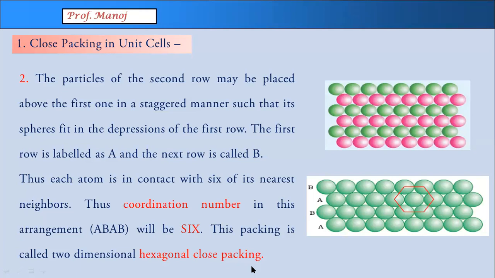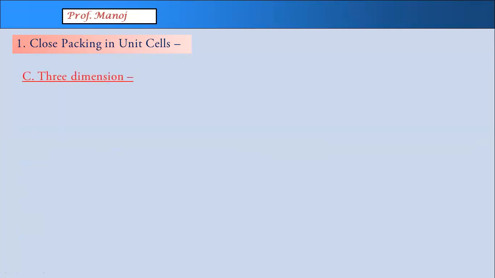I hope the concept is clear so far. 1 dimension. Then we stacked the rows over each other. When the rows were stacked in the same way, AAA, that is called the square close packing. When it is in ABAB format, it is called hexagonal close packing. Let us now begin with the 3-dimensional one.